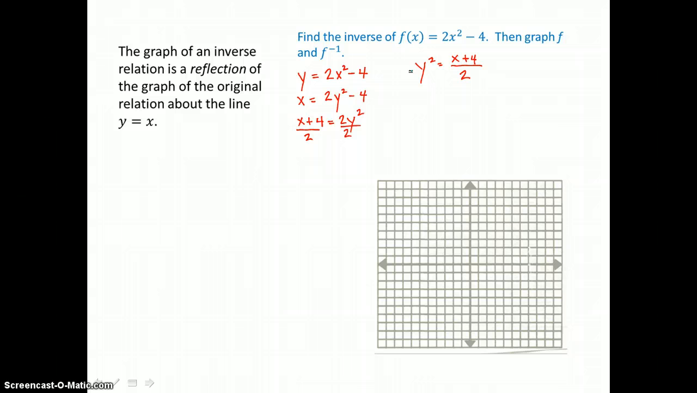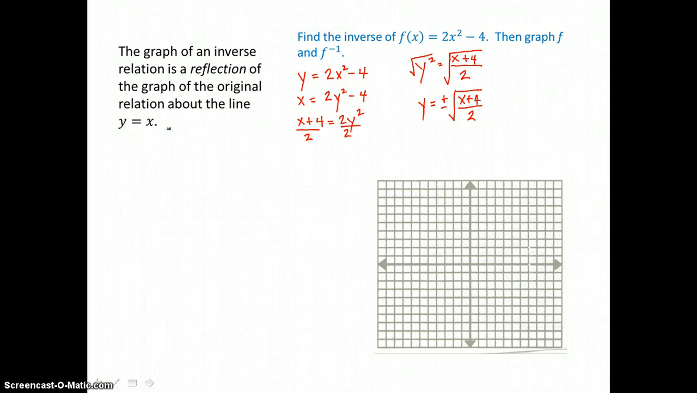And now I need to undo the power by taking the square root of both sides. There's no restriction on our variable, so when I take an even root of y squared, the square root of y squared, I'll get just y, but I'll get two solutions, plus or minus the square root of x plus 4 over 2.